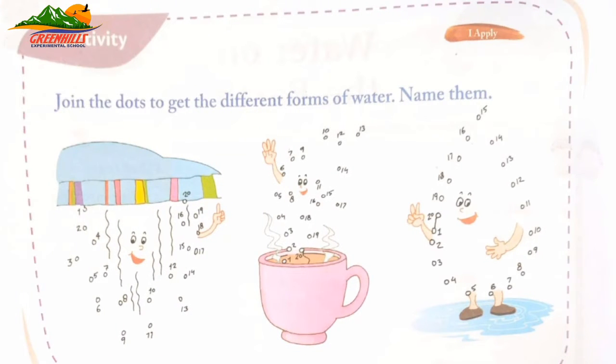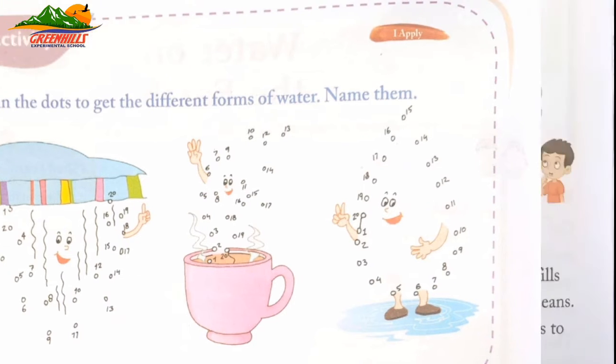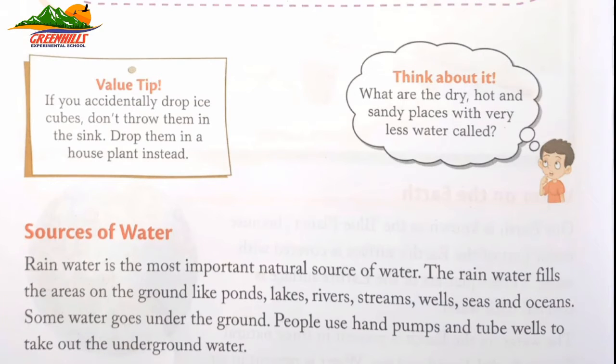Now, dear students, you have the activity part. Join the dots to get the different forms of water and name them. Then, look at the box. Value tip. If you accidentally drop ice cubes, don't throw them in the sink. Drop them in a house plant instead. Now one more. Think about it. What are the dry, hot and sandy places with very little water called?